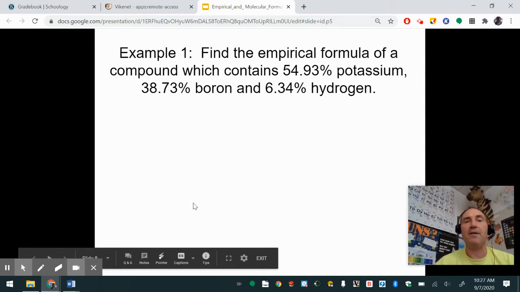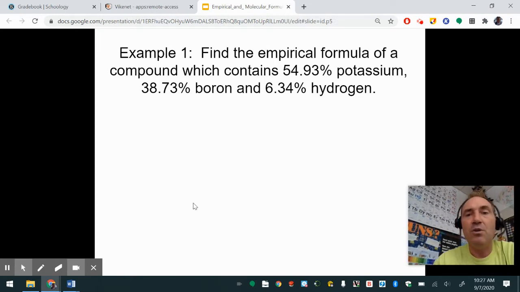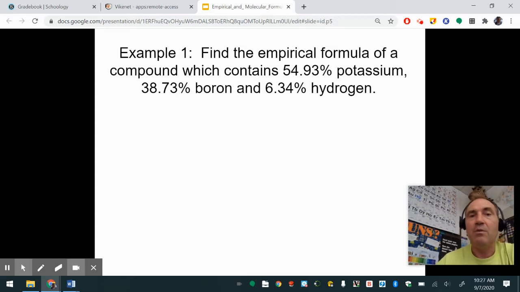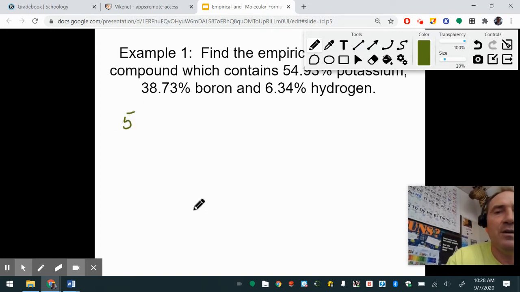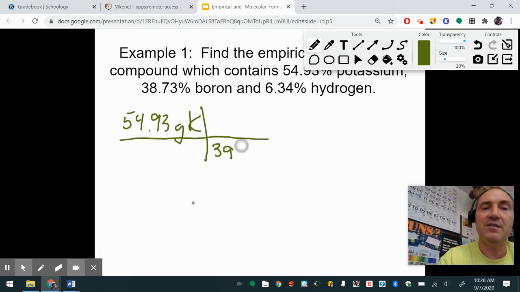So to start off, everything has to eventually be in moles. When you don't know what to do in chemistry, randomly find moles and you're right half the time. So these percents here, what you need to do is convert these into moles. So I'm going to assume 54.93 grams of K. Then we look on the chart and find the molar mass of K is 39 grams in 1 mole.